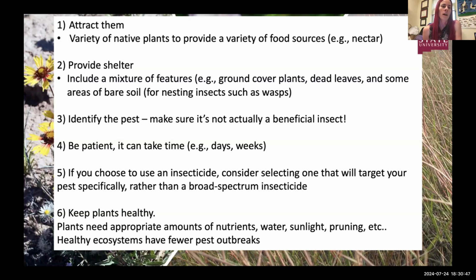But really looking at your bugs and making sure you're getting the identification right is important. And with natural enemies, be patient, because sometimes it takes days or weeks for them to reduce populations of your pests. And when choosing insecticides, consider selecting ones that will target your pests specifically, if they exist, rather than the use of broad spectrum insecticides. And then it just comes back to this idea of keeping plants healthy, and healthy ecosystems have fewer pest outbreaks.